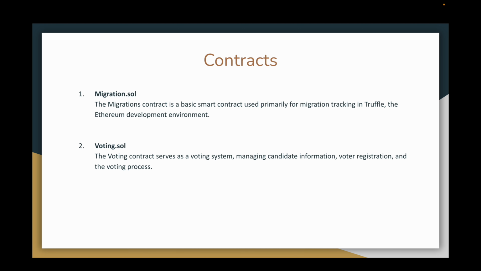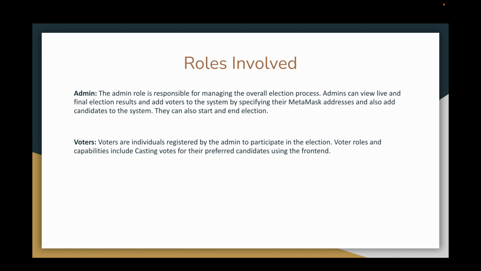We have two smart contracts written here. One is the migrations contract, which is mainly used for migration tracking in Truffle, which is the Ethereum development environment. And the second is the voting contract, which is the most important one, and that has all the functionalities implemented for managing candidate information, voter registration, and the entire voting process.